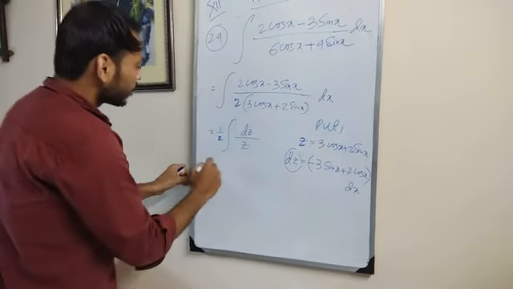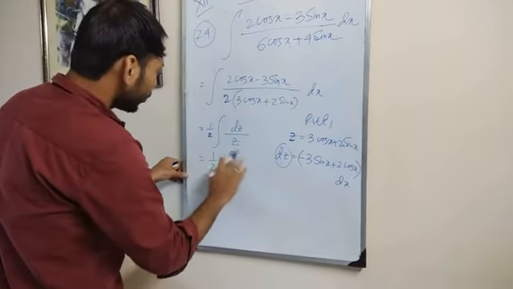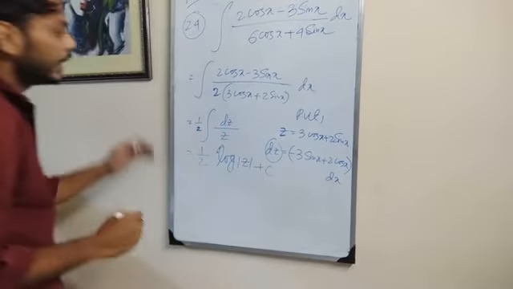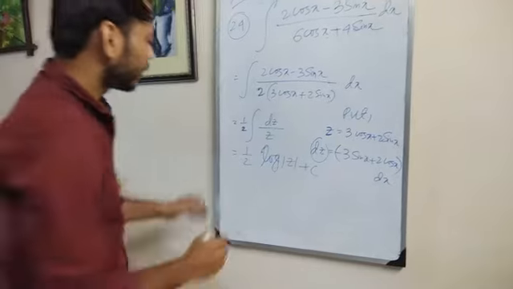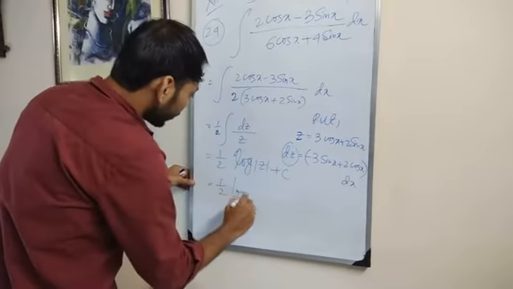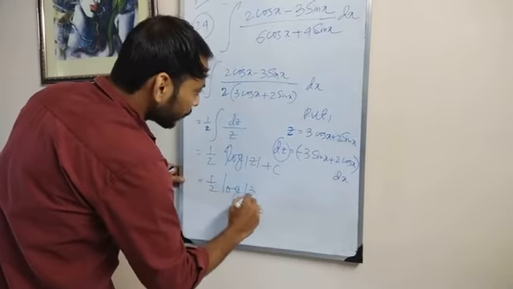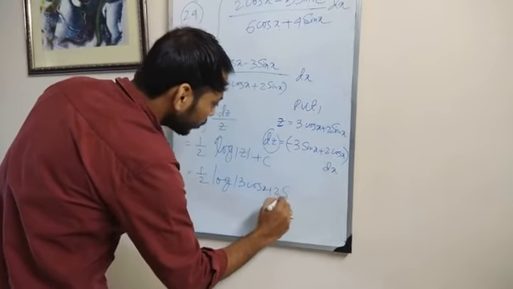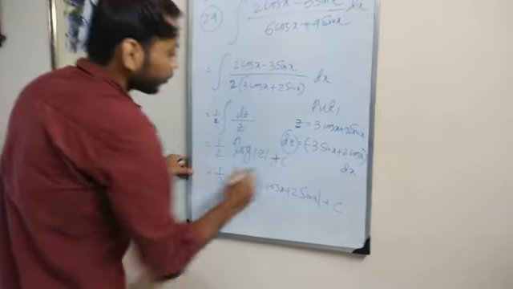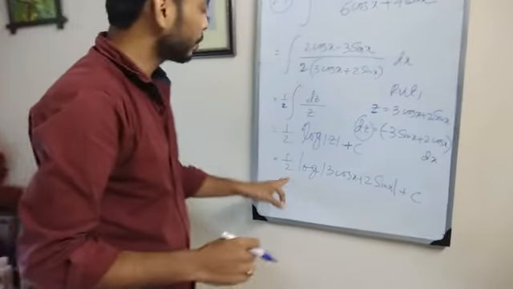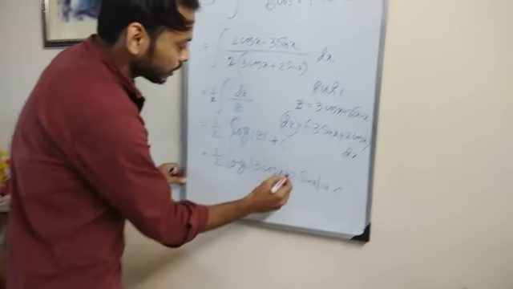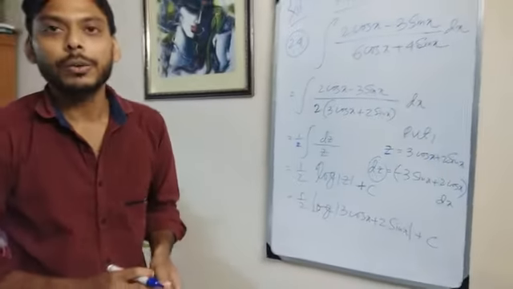Okay, so that means we get 1 by 2 after doing the integration, log of mod z plus c. Integration dz by z means log of mod z. Now we will put the value of z, that means 1 by 2 log of mod 3 cos x plus 2 sin x and then plus c. You have to write the c portion. This is the integrating constant. So 1 by 2 log of mod 3 cos x plus 2 sin x and then plus c. This is our question number 24.